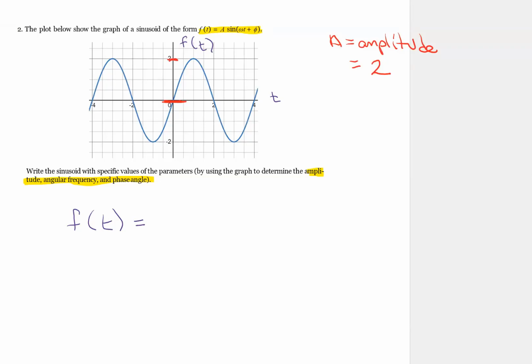If it is shifted, you could literally take the largest number minus the smallest number. In our case here, that would be 2 minus negative 2, which is 4. And then you would divide it by 2, and you would still get the same amplitude. That means that A, I know already. I know this is a sine graph.